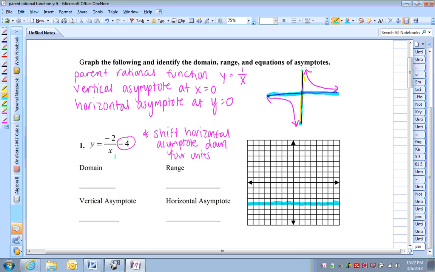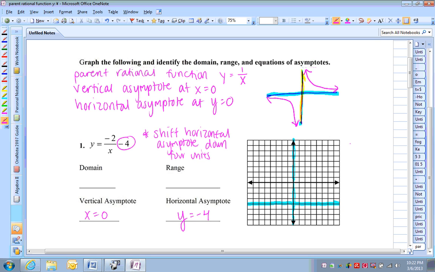Our bear, or the shift left and right of our vertical asymptote, doesn't happen here. We'll see in other problems where it does. So our vertical asymptote stays at x equals 0, or the y-axis. We can go ahead and write those in: our vertical asymptote is x equals 0, and our horizontal asymptote is at y equals -4.